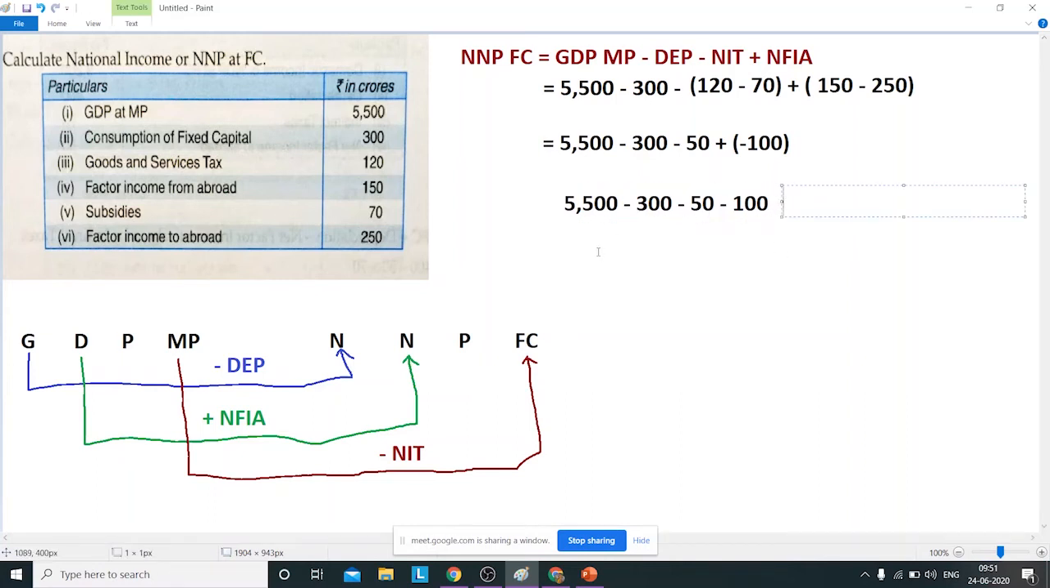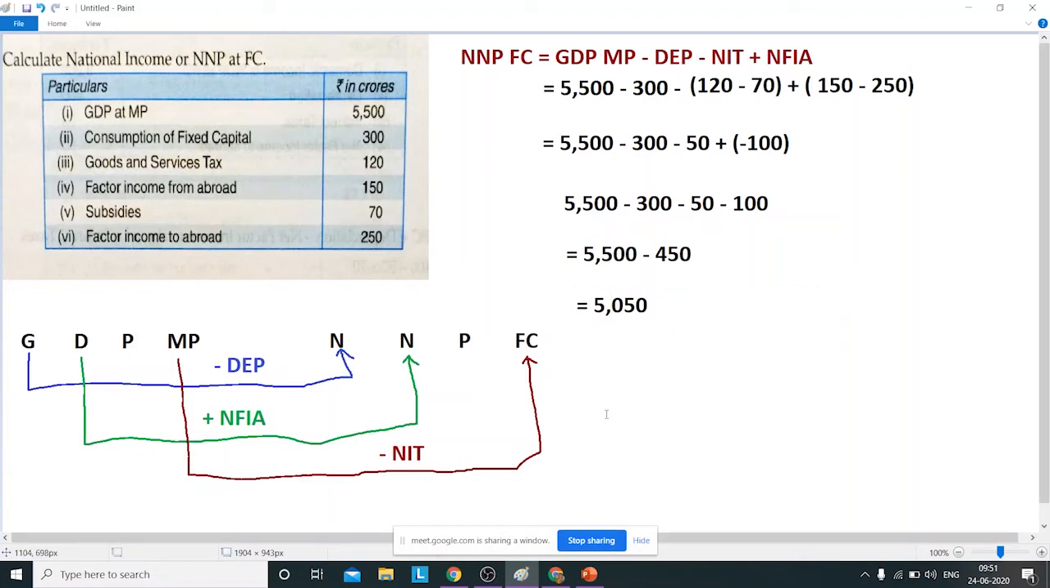Yes. Next, here I will write the final answer. Add all these terms, 300 plus 100, 400 plus 50, 450. That is 5,500 minus 450. How much is the answer? Yes, 5,050. Very good. 5,050. So is it clear? Copy the answer. Then we'll do one more question and we'll stop for the day.